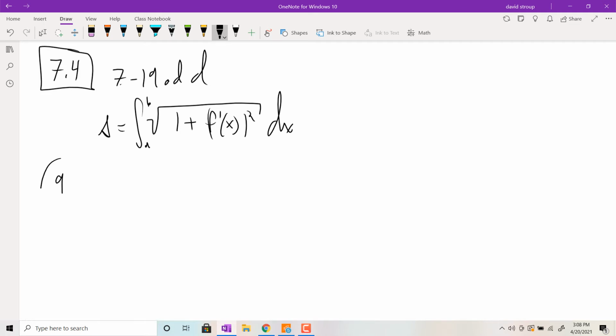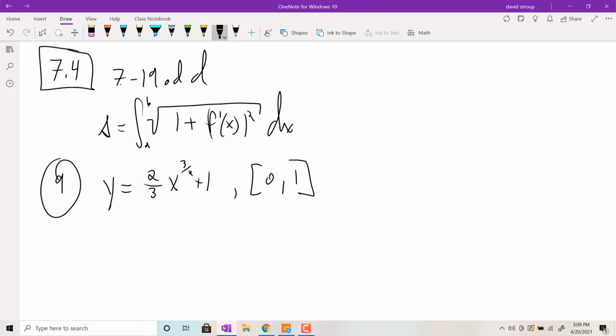Let's look at number 9 from the book. I think there was one like this on the test. So 2/3 x to the 3 halves plus 1 from 0 to 1. Find the arc length of that curve on the interval from 0 to 1. To pull it off, you have to find the derivative. Power rule, bring down the 3 halves, 3 halves minus 1 is 1/2, and the derivative of 1 is 0. So this should just be x to the 1/2.